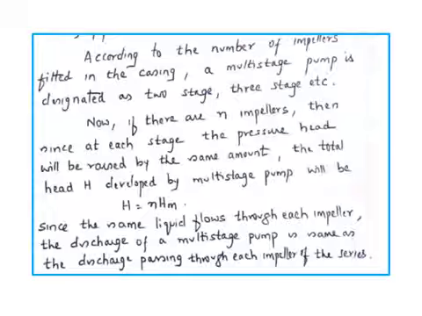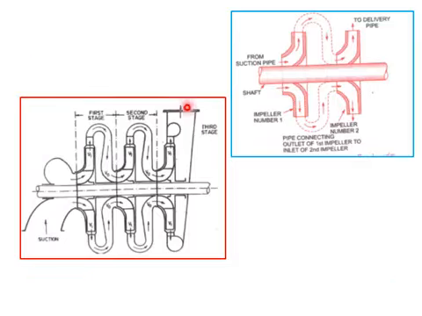But since the same liquid is passing through each impeller, the discharge of the multi-stage pump is the same as the discharge passing through each impeller of the series. Just as with pipes in series the same discharge passes, here also in the impellers the same discharge passes, but we get more head. This is the sketch. When it passes through one of the impellers, it comes out with increased head, goes to the connecting passage, comes to the second impeller with more head, again goes to the connecting passage, like this.